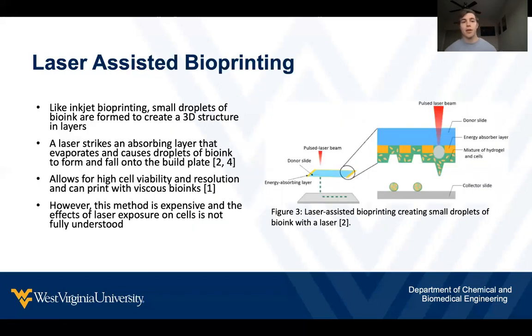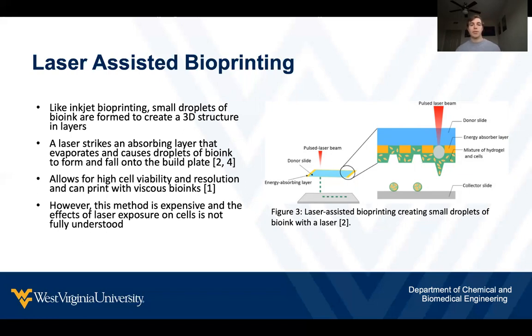Another type of 3D bioprinting is laser-assisted bioprinting. Similarly to inkjet bioprinting, it's used to form small droplets of bioink, which are deposited onto a build plate and then used to create a 3D structure in layers. This technology works differently from inkjet, in that a laser is used to strike an absorbing layer which evaporates and causes the bioink droplets to form, and the bioink in this case consists of a hydrogel and the cells. These droplets then fall onto the plate and form the structure.